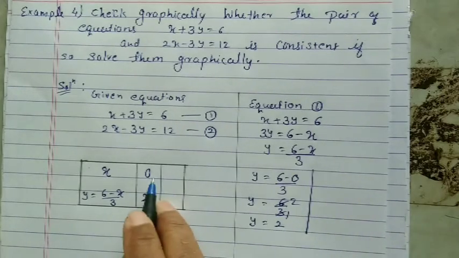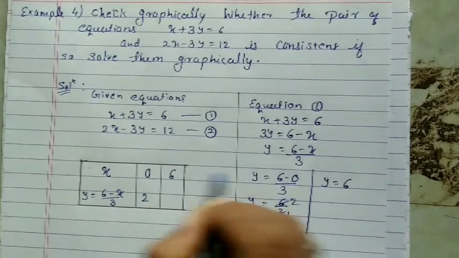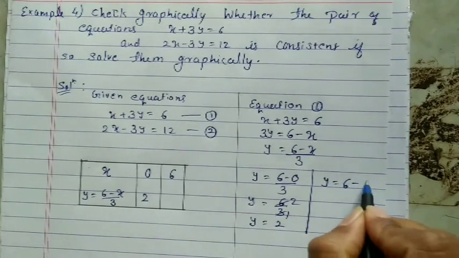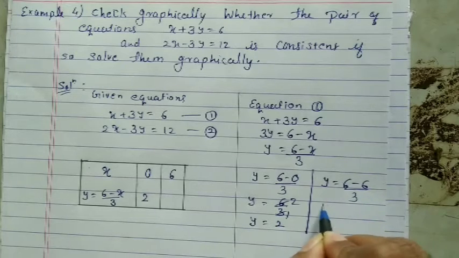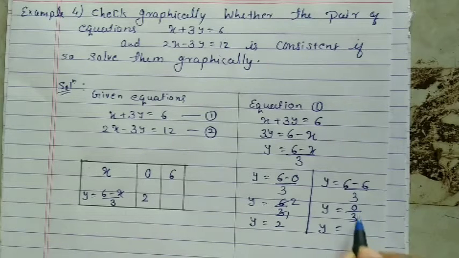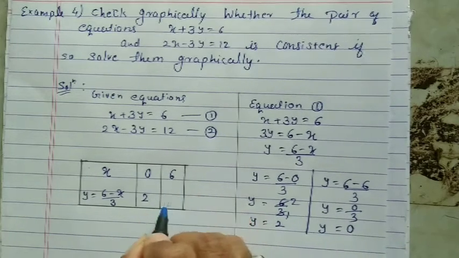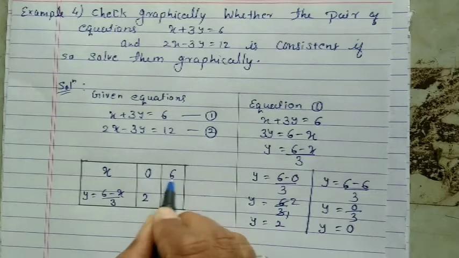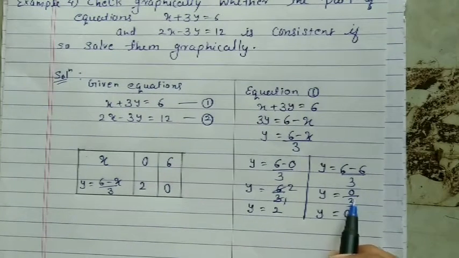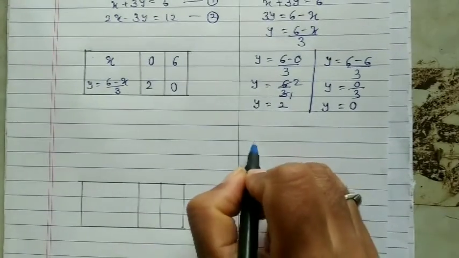Now let us find one more value. Here I am going to take x as 6. Why? Because 6 minus 6 will be 0. So y = (6 - 6)/3, so y = 0 upon 3, and 0 divided by any value gives us the answer 0. So when x is 6, y is 0. Now let us find the values for the second table with equation 2.